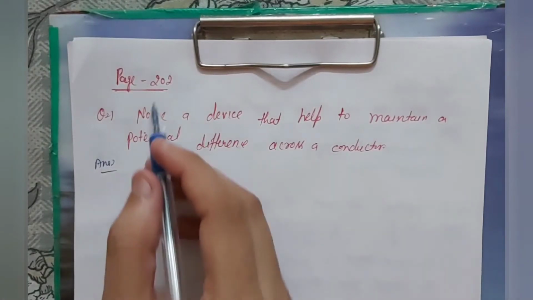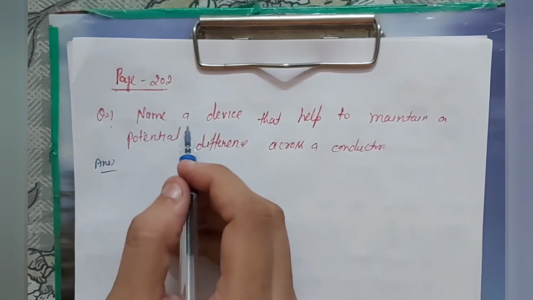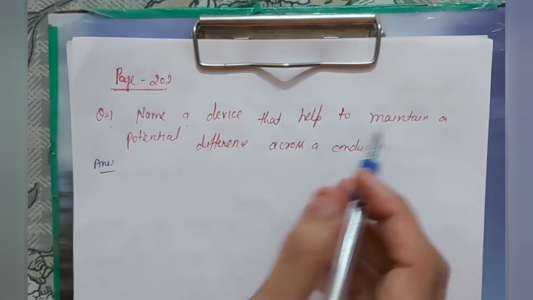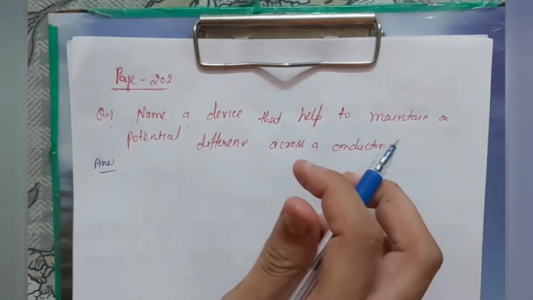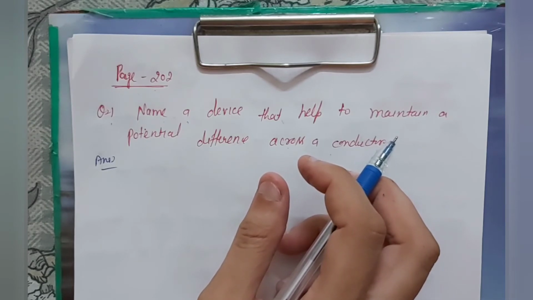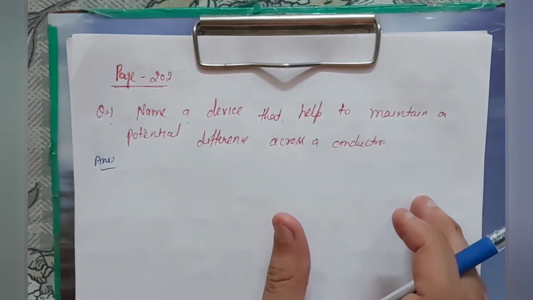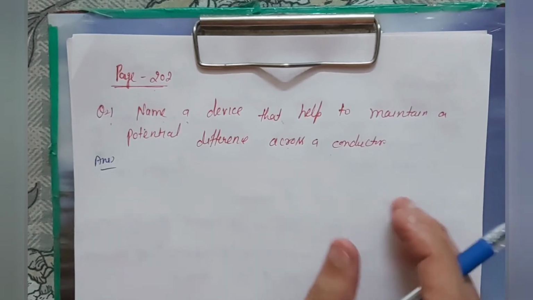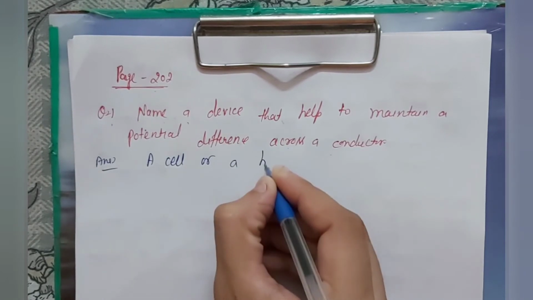So next blueprint is on page number 202. First question is: name a device that helps to maintain a potential difference across a conductor. So dear student, a battery or a cell is used to maintain potential difference across a conductor. So the devices that create potential difference, either our cell can create it or a battery. So we can write a cell or a battery.